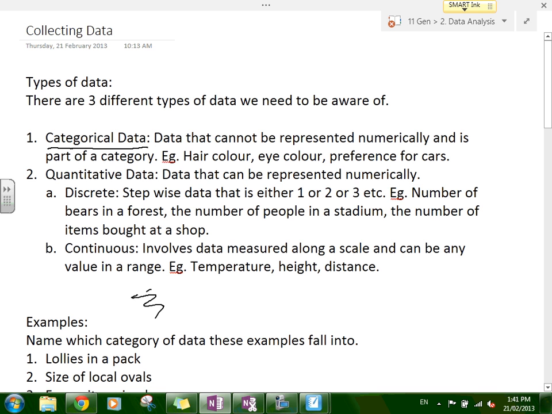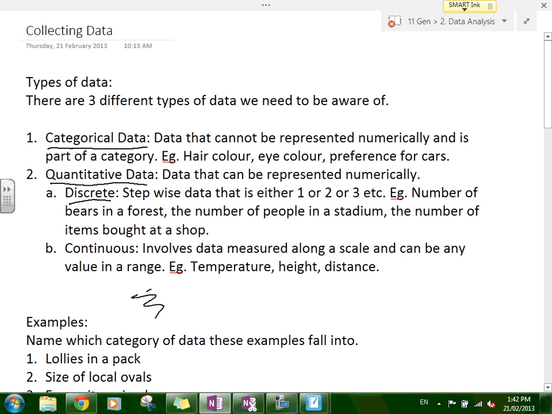Then the second bigger one. There's two big categories and then one subcategory. The quantity of data is data that you can measure numerically. So you can put a number to it. The first one that we have is discrete. It's not the typical use of the word discrete. Discrete mathematics means stepwise, step by step. So it's not continuous like the other one. Basically it means it's either one or two or three or four. It goes up in steps. There's no range of values.